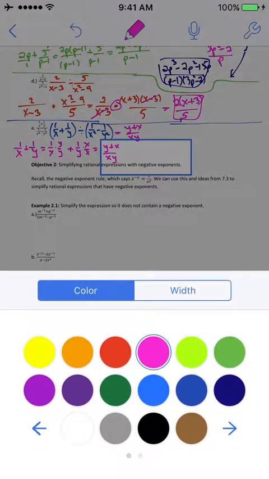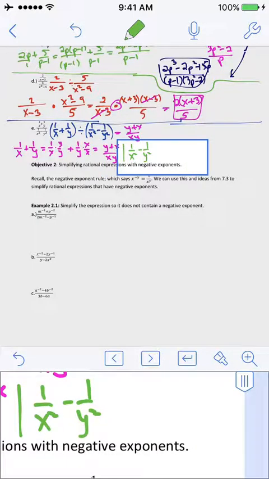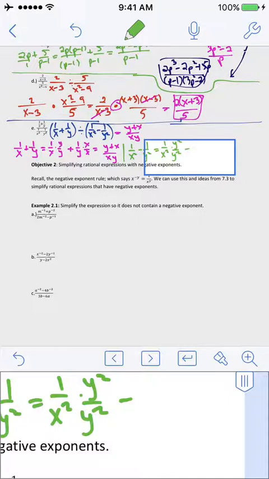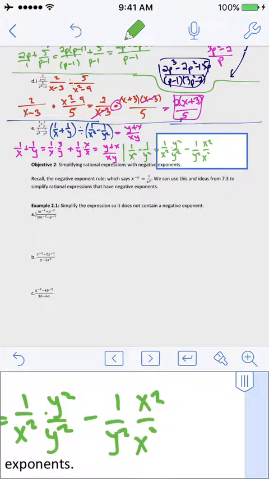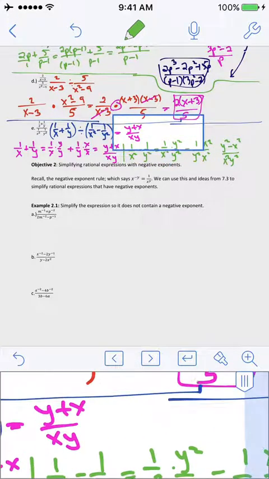Alright, let's do the second part. We have 1 over x squared minus 1 over y squared. What's missing, or what's the LCM? An x squared and a y squared, right? So what's missing from the first one? A y squared over y squared, right? What's missing from the second one? An x squared over x squared. And we end up getting, let's see, y squared minus x squared, difference of two squares, over x squared, y squared.